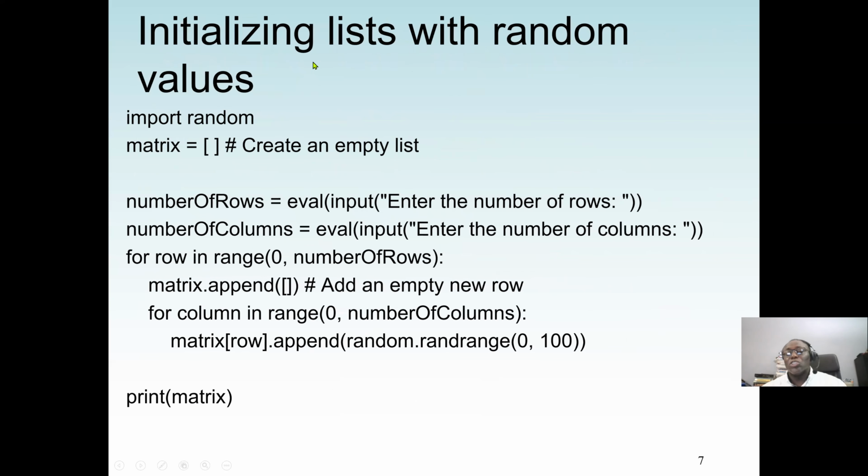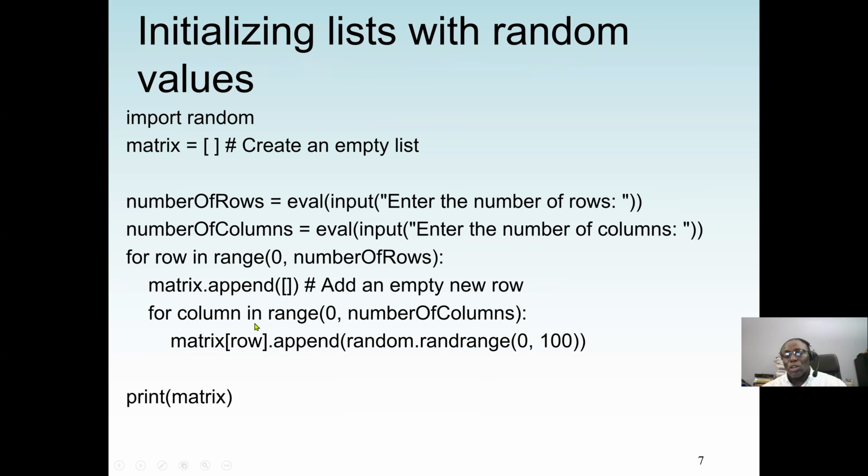So the next one is to initialize a list with random values. So here again, we create our list. We always start with the number of rows. We ask the user to enter the size of the rows, also the size of the column. Our first for loop will go through the rows. Then we append it. We add a new row.